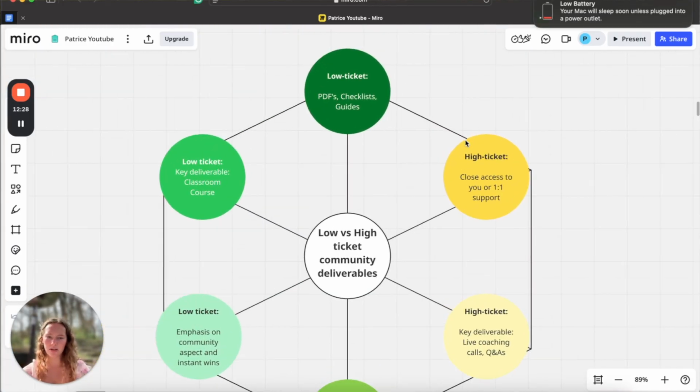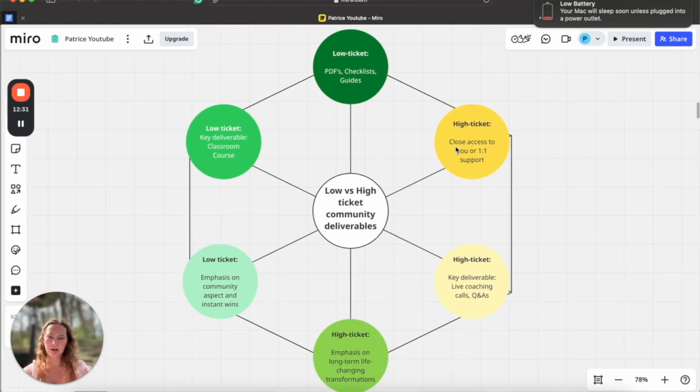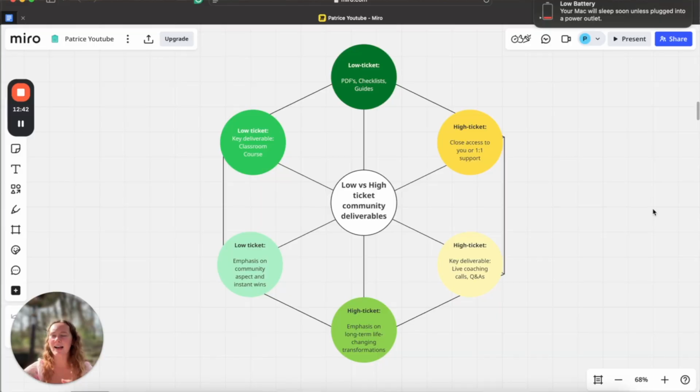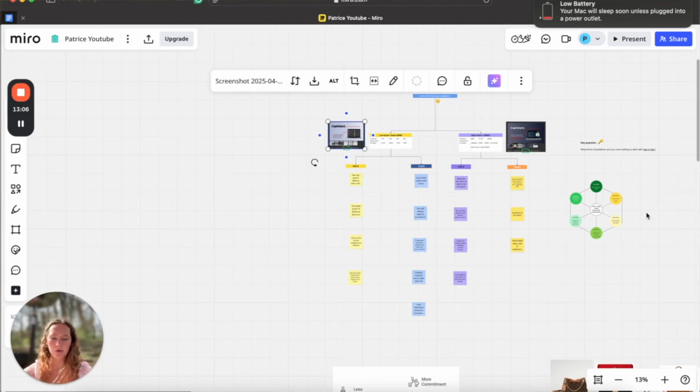And this is just a little graphic that I created. Some of the things you're going to be giving people in your communities in a low ticket are the same, but a lot of them are different. Low ticket is more like checklists, guides, a course, pre-recorded content. Whereas high ticket is access to you. It's more of a premium white-glove experience where they're getting your support. They're going to get live coaching calls, Q&As. They might get long-term, life-changing transformations. That's what you're emphasizing. Low ticket is more about the community, the wins inside the community, that group mentality. The key deliverables are probably just going to be your course and classroom and maybe some PDFs and checklists, like I said.